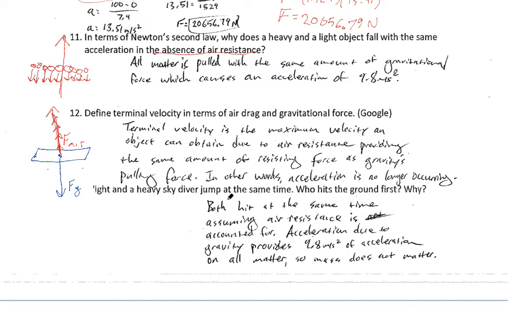And the reasoning for this particular problem, 13, is very similar to the reasoning for problem 12. If we've got a light object, a heavy object, whether that's a skydiver or whatever else, they jump at the same time, they're both going to hit the ground at the same time, assuming that their air resistance is the same.